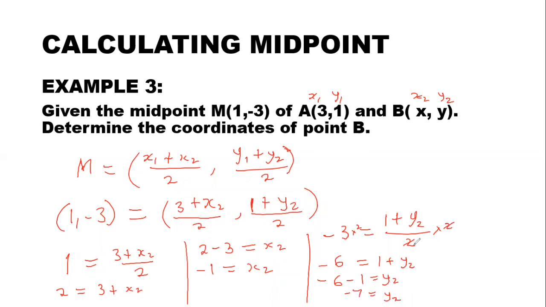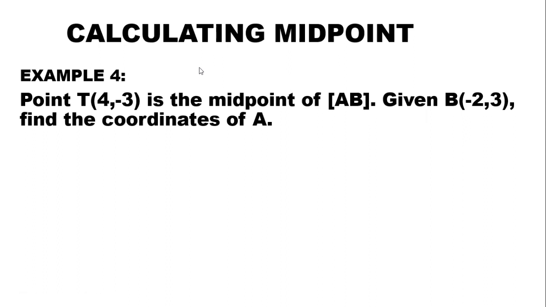So we now know our y2 and our x2. x2 is -1, and our y2 is -7. It means that point B has been found. So point B is (-1, -7). Let's look at another example.